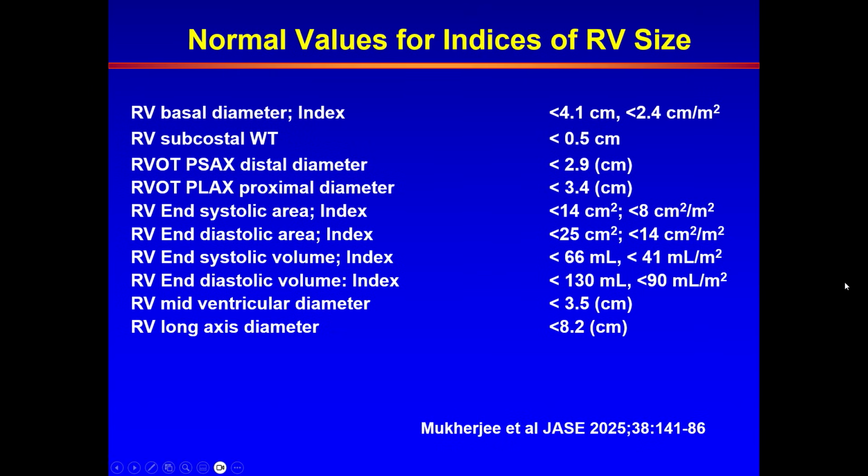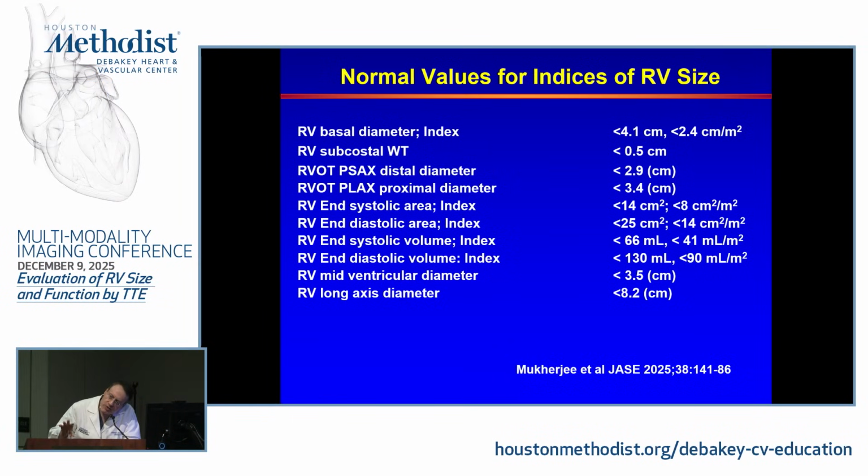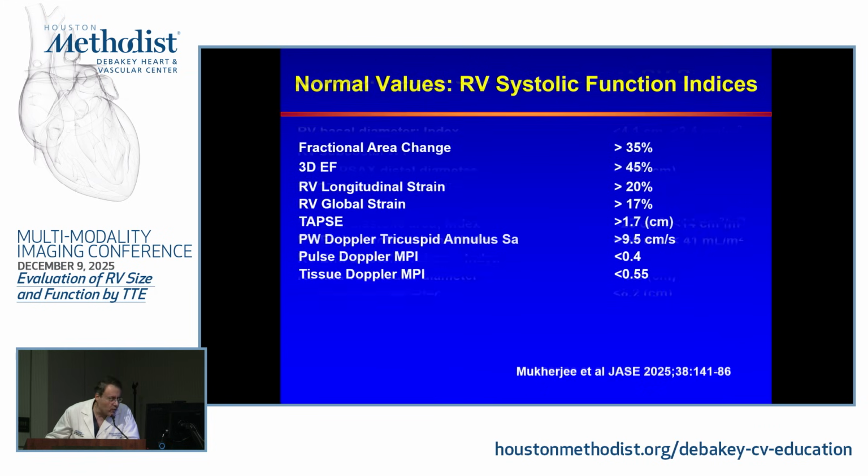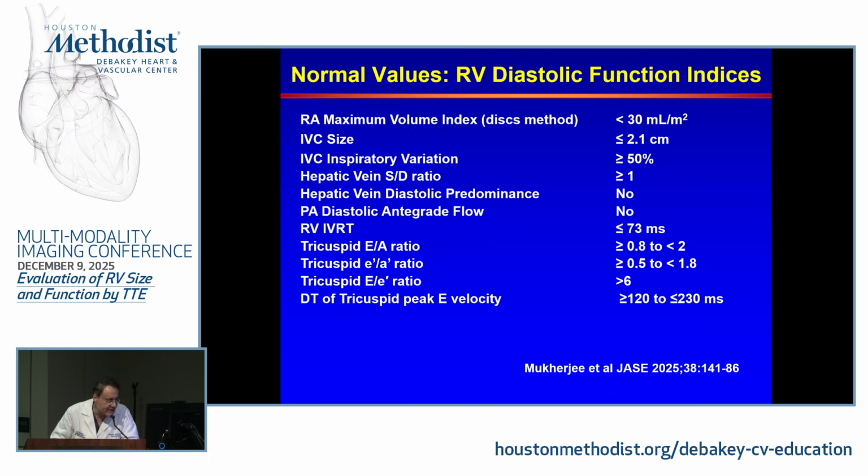If you are going to do RVOT diameters, these measurements will carry more importance when you're suspicious or when you see a case referred with an actual diagnosis of arrhythmogenic cardiomyopathy. Fractional area change at least 35%, RVEF at least 45%, free wall strain at least 20%. As mentioned earlier, we do not rely much on the global strain. TAPSE 1.7, systolic velocity 9.5. We also do not rely much on the myocardial performance index.